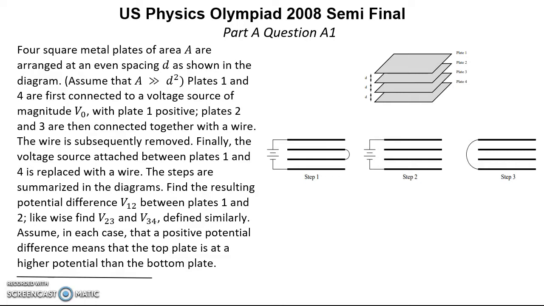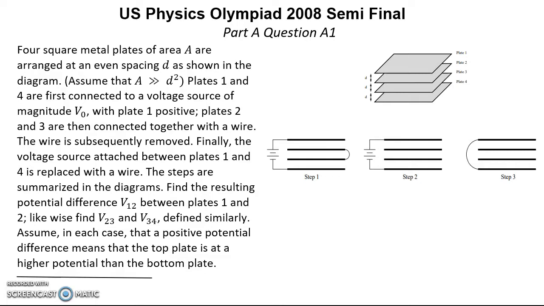Plates 2 and 3 are then connected together with a wire. The wire is subsequently removed. Finally, the voltage source attached between plates 1 and 4 is replaced with a wire. The steps are summarized in the diagrams. Find the resulting potential difference V12 between plates 1 and 2. Likewise, find V23 and V34 defined similarly.